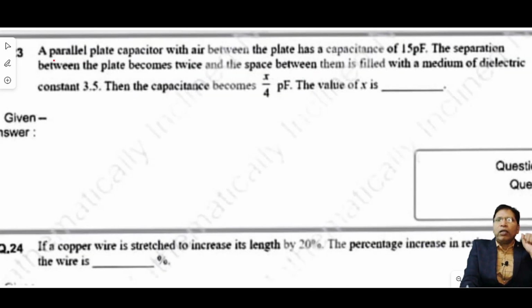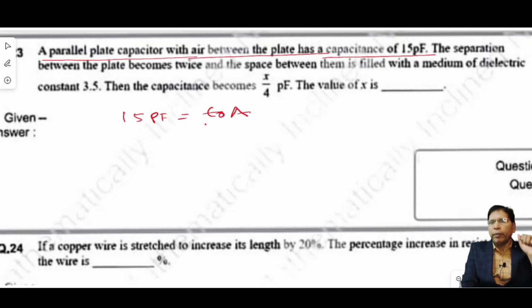Okay. A parallel plate capacitor with air between the plates has a capacitance of 15 picofarad. Therefore, 15 picofarad equals epsilon naught A divided by D. Now, the separation between the plates becomes twice and the space between them is filled with a dielectric medium of dielectric constant 3.5. The capacitance becomes X by 5 picofarad, find the value of X.